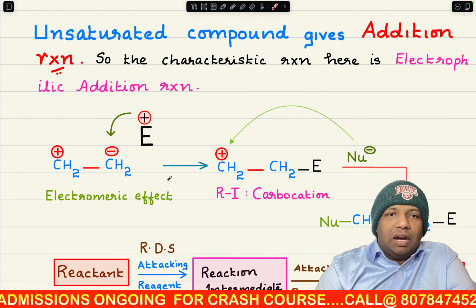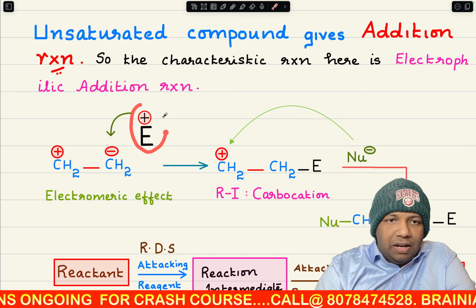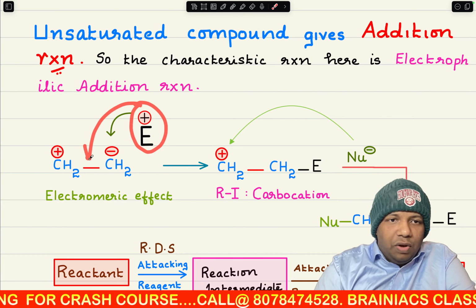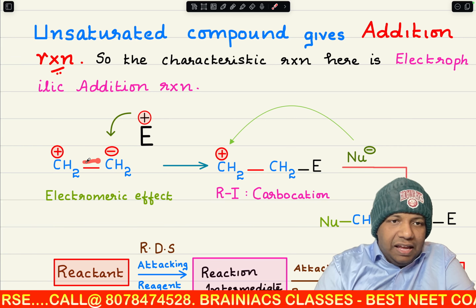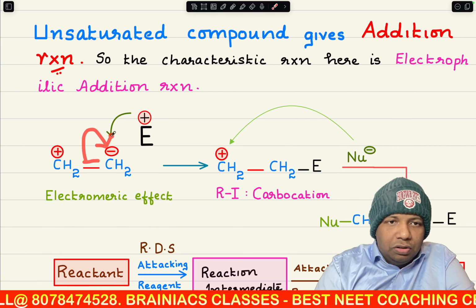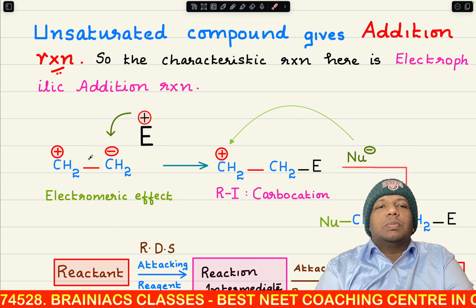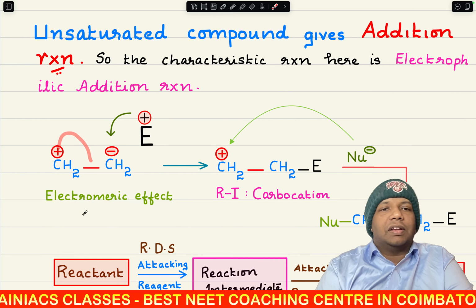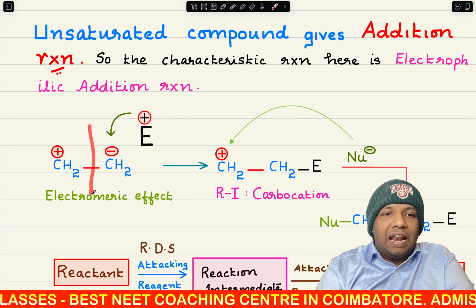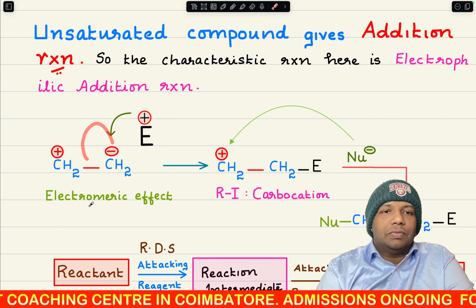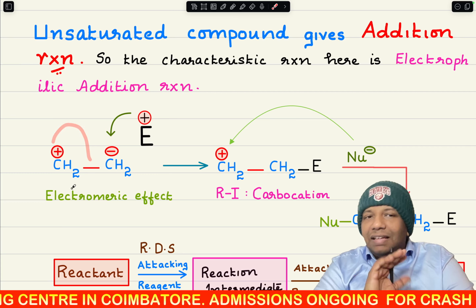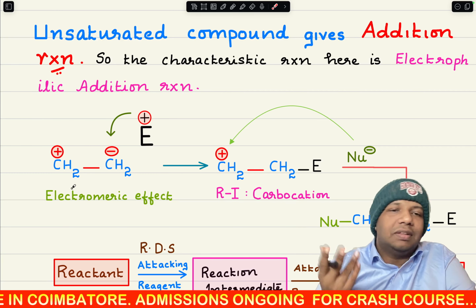So I told you our electrophile is approaching the pi bond. When it has approached, what happens to the pi bond? The pi bond that was present here immediately moves to this particular carbon atom. Now you can ask me, sir, why is it not moving to this carbon atom? Because the alkene I have taken here is symmetrical. So if it moves to here or to here, it is irrelevant, because it is symmetrical.